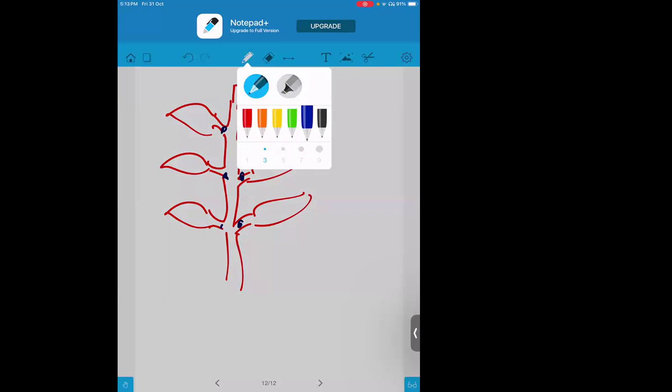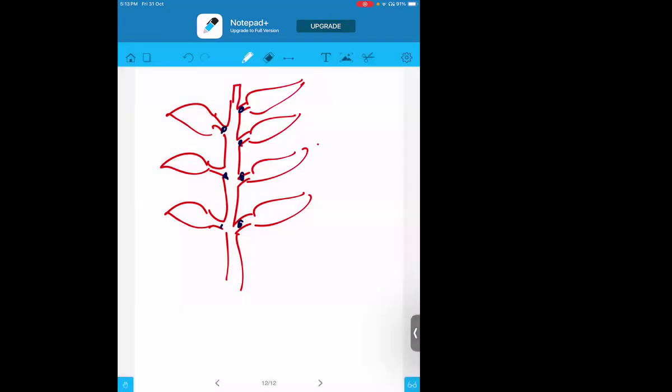Now, internode is basically the distance between the two nodes. So this is the first node, this is the second node, and in between these two, the distance which is present is called an internode. Same way here also, this distance is called an internode. Then this distance is called an internode. So I can say either the gap between the two branches is called an internode, or the gap between the two nodes is called an internode.